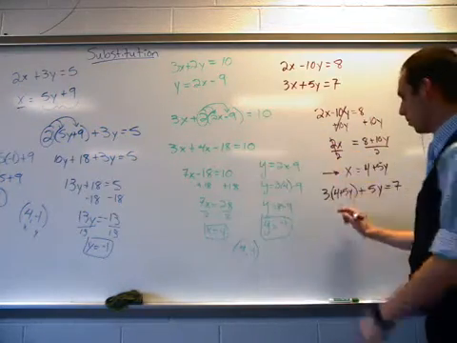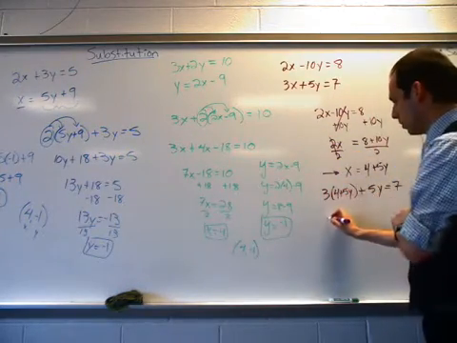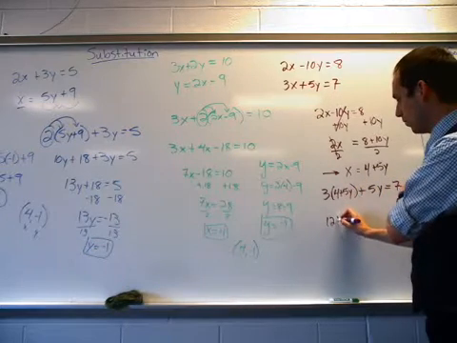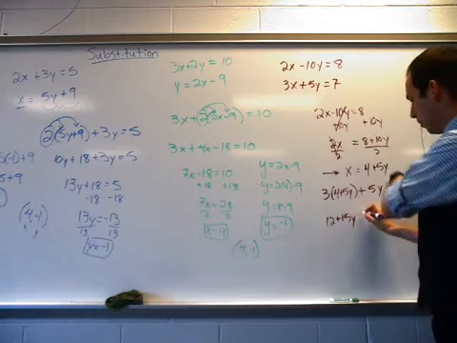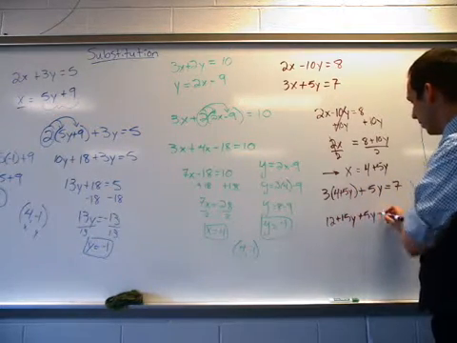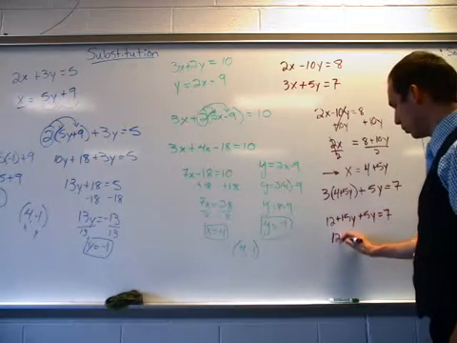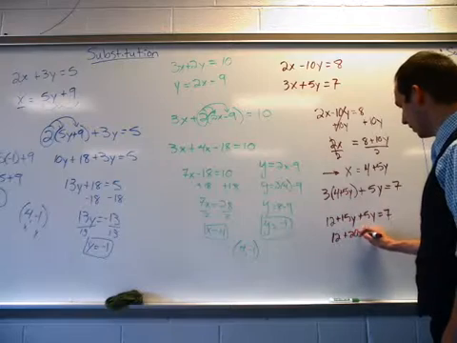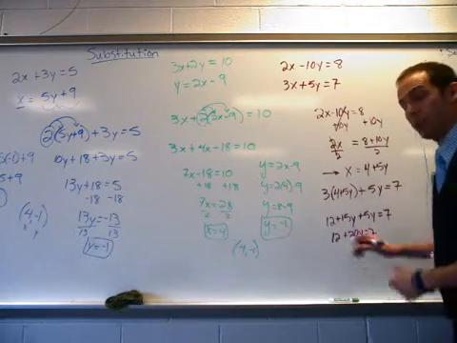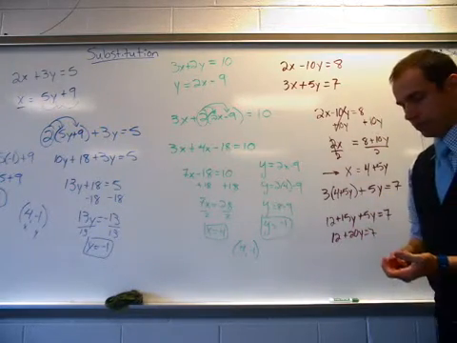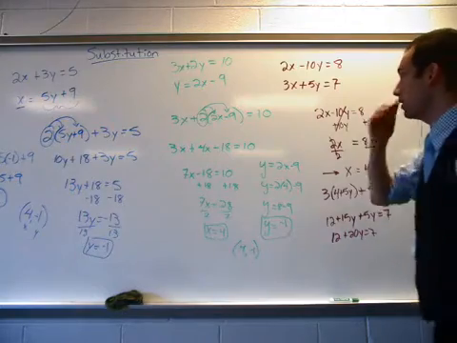Simplify, going through the same process. 3 times 4 is 12. 3 times 5y is 15y, plus 5y equals 7. Add your like terms. 12 plus 20y equals 7. I'm not going to finish this process. Due to time, I want to keep this short, sweet, to the point.